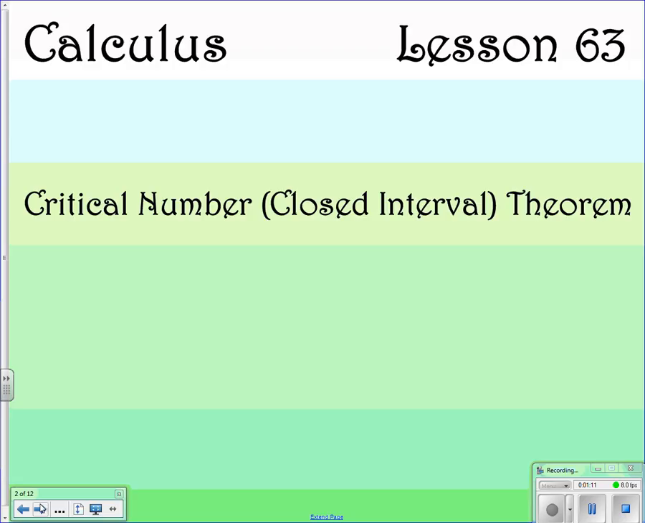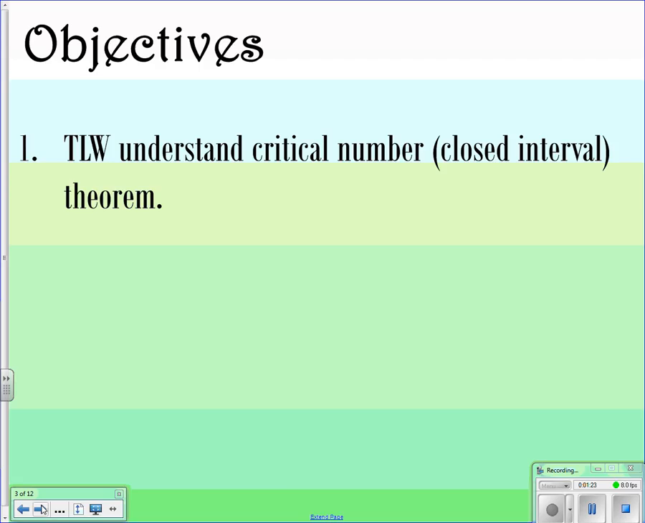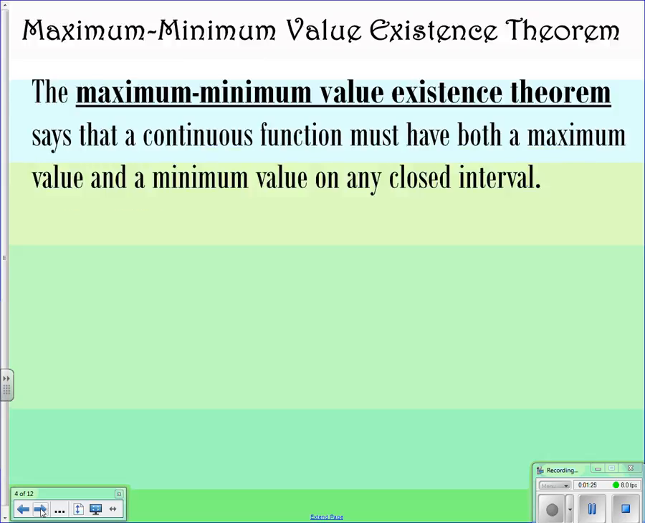We're looking at lesson 63 today, the critical number or the closed interval theorem. So hopefully after this lesson you'll understand the critical number, the closed interval theorem. Looking at the maximum minimum value existence theorem, it says that a continuous function must have both a maximum and a minimum value on any closed interval. So I'm going to draw you a graph.